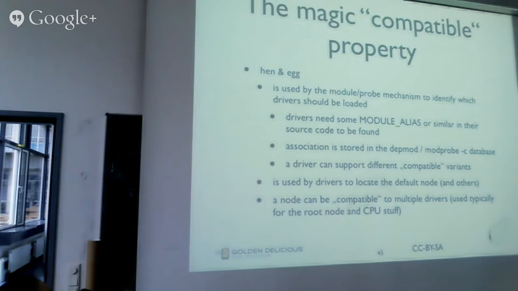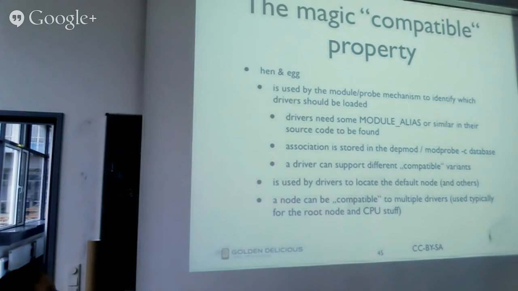Then it is used by drivers to locate their default node. So a driver, if it is probed, already gets a pointer to that node, so you don't have to care much about standard drivers. If you write a driver for your device and make it device tree compatible, there's a special variant of the probe function which already brings in the device tree node that you define for that.